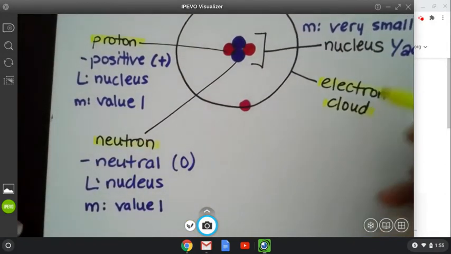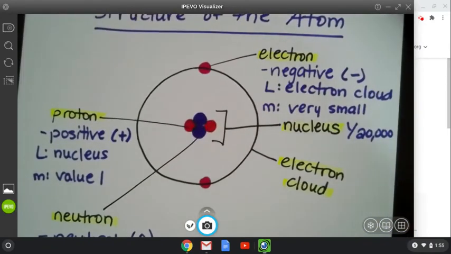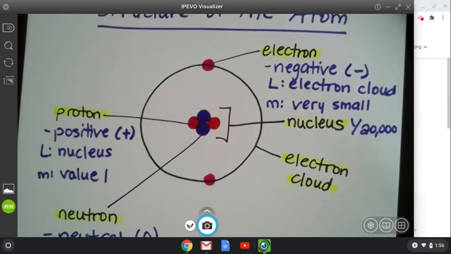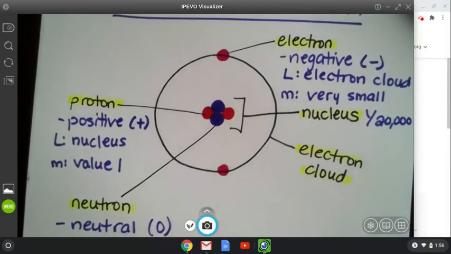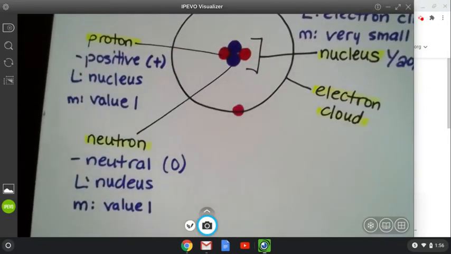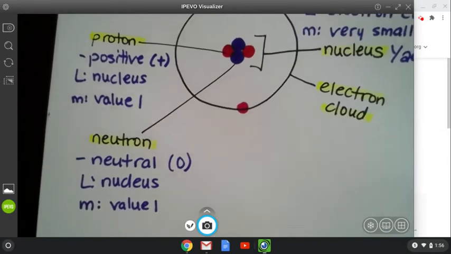So again, these couple terms, we have the electron, which is negative, located in the electron cloud and very small, or 1 over 20,000. The electron cloud is the circle around this, and then our nucleus is the portion in the center. The nucleus contains both protons and neutrons. Protons are positive and have a value of 1, and then neutrons are neutral, also located in the nucleus, and also have a value of 1. So that's the structure of the atom. So that's the first thing I wanted to go over.